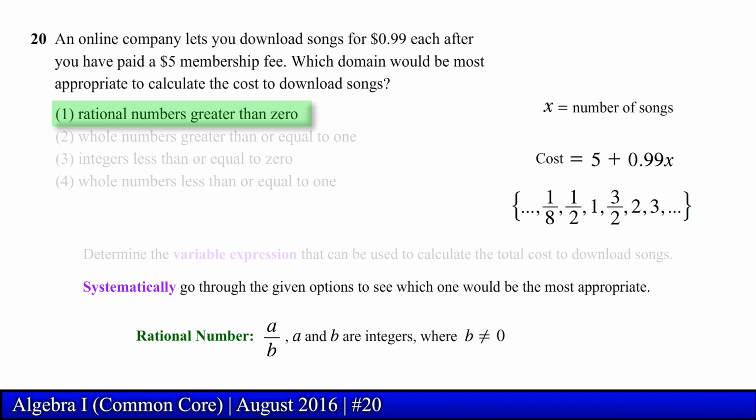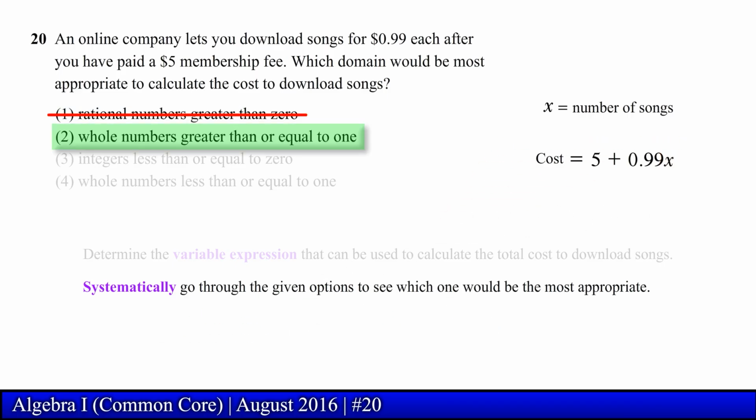If we allow the domain of x, the number of songs, to be the set of rational numbers greater than 0, then we would be able to purchase any multiple of a positive integer, such as 1, 5, or 20. This means that we can also purchase a fractional portion of a song, such as 1/2, 3/2, and 1/8. This is a problem since we do not usually buy half a song, or an eighth of a song. So this domain does not make sense.